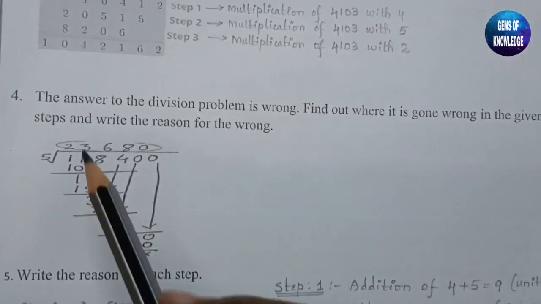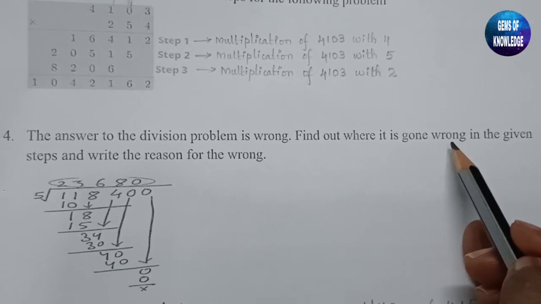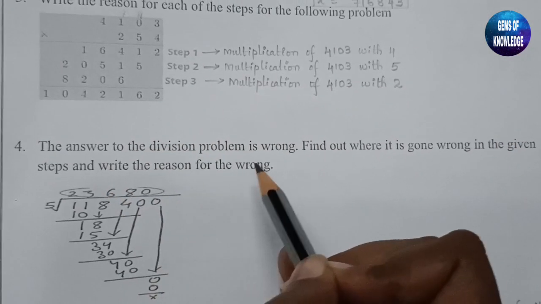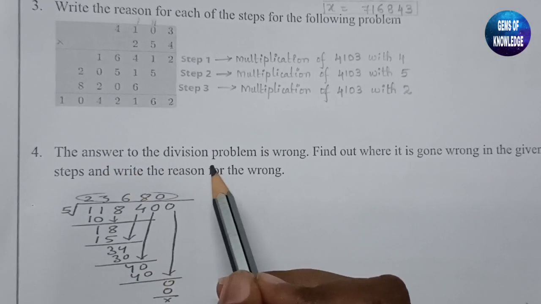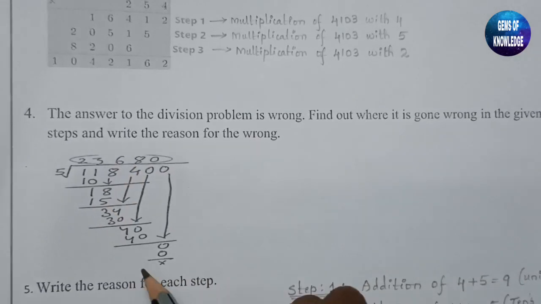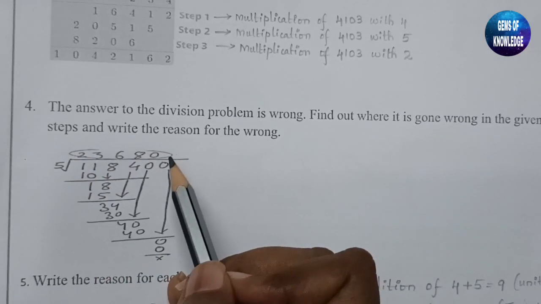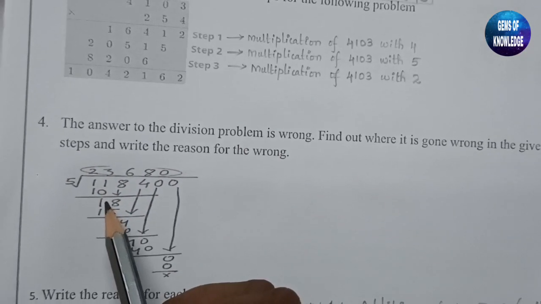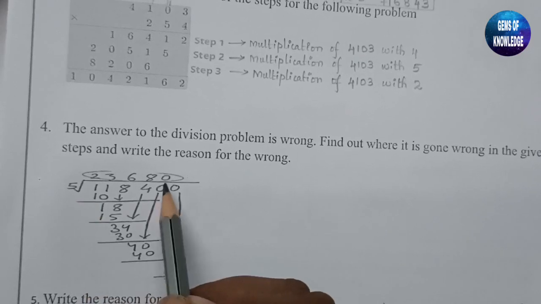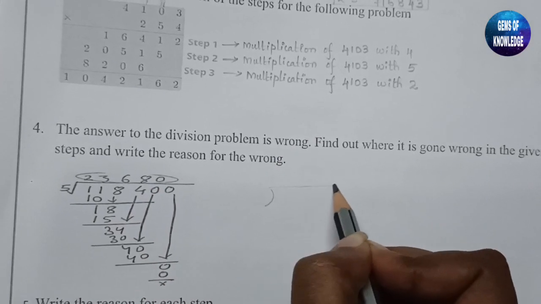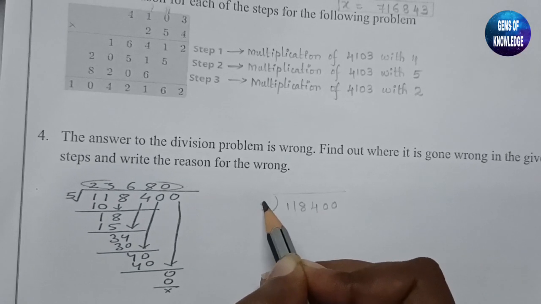The next question says the answer to the division problem is wrong. Find out where it has gone wrong in the given steps and write the reason for the mistake. So what they have told us here is that the answer to this problem is completely wrong. We have to find out where it has gone wrong and write the reason. You can see they have given this division problem. We used to write it in this manner, correct? It is divided by 5.